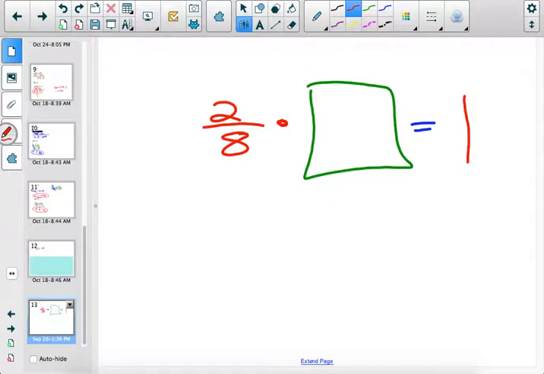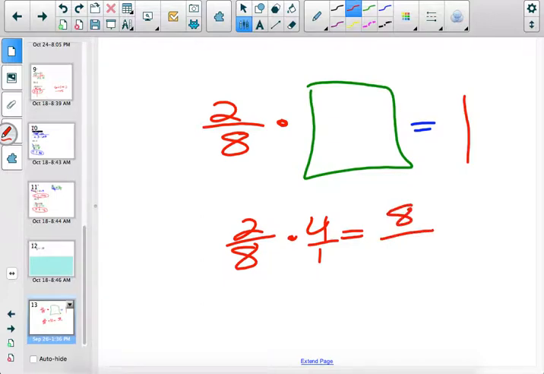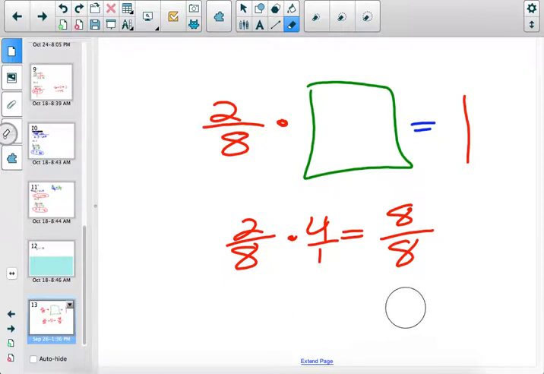Ben Porter, what do you think? Let's try it. What happens when I do 2/8 times 4? 4 is a fraction, it's 4 over 1. 2 times 4 is 8, and 8 times 1 is 8. Thank God we didn't try that. You got it right, I just didn't like how you said it. I would say 4.